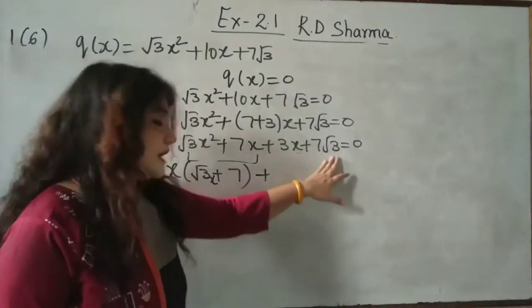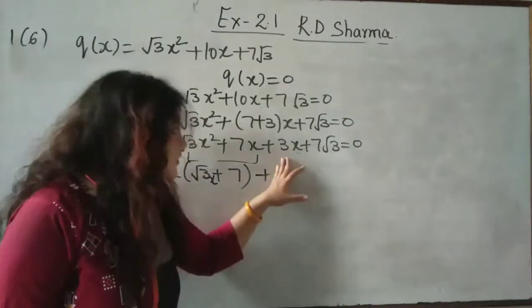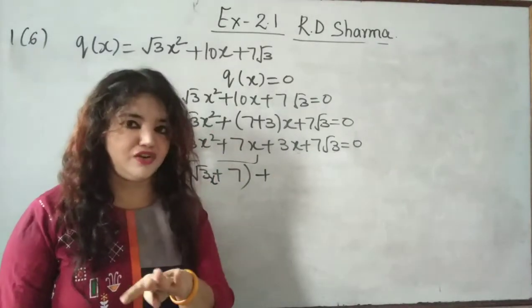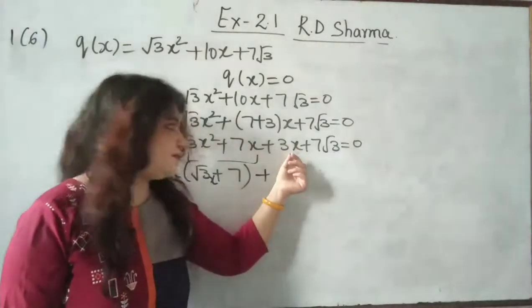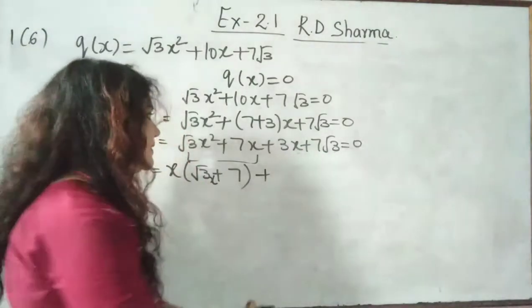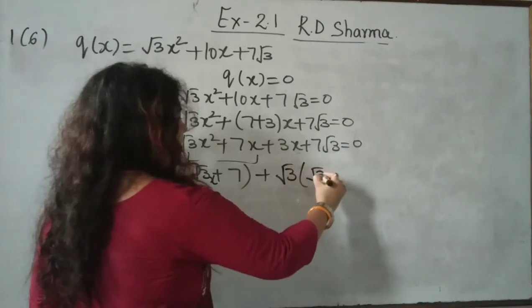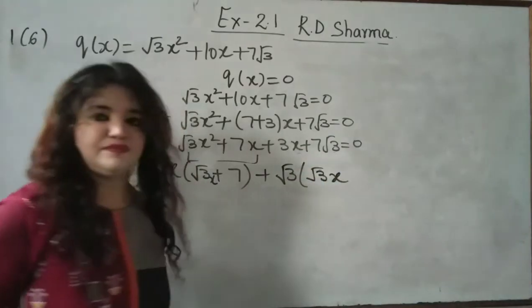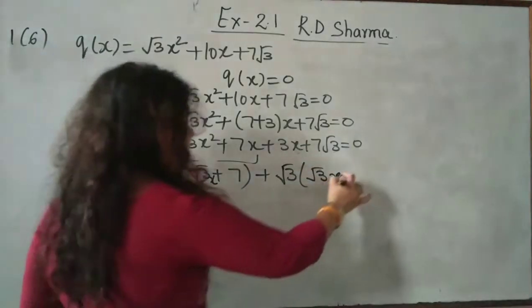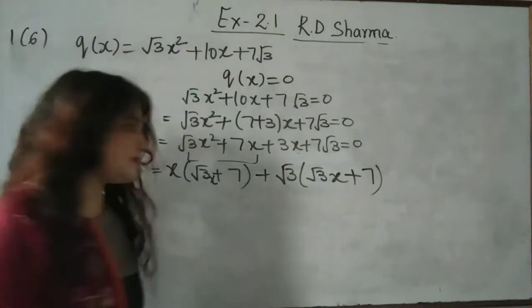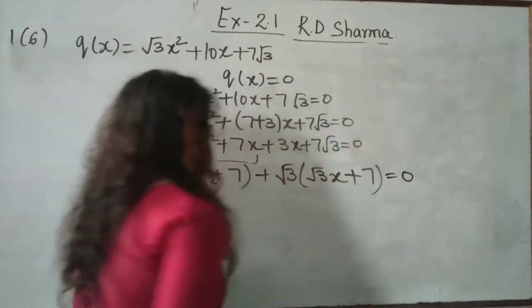Am I right? यहाँ पर तो you can see under root 3 और नीचे 3 लिखा है. तो 3 क्या है? What is 3? 3 means under root 3 into under root 3. So here is also under root 3. So under root 3 is common. We will take under root 3 common. So यहाँ पे क्या बचेगा? Only under root 3 x. Under root 3 x plus और यहाँ पे 7. Okay, under root 3 x plus 7 is equal to 0.